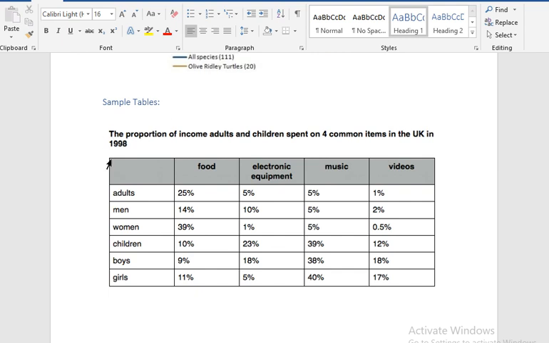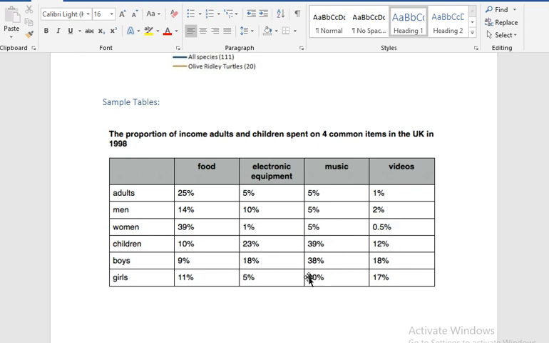So if this is your task, you can pretty much compare this task. For example, children had 10% of their food, while men had 14% of their food. The highest is women. So if you write that women had 39% of food, it will be really good for your points, because you are able to pick points.